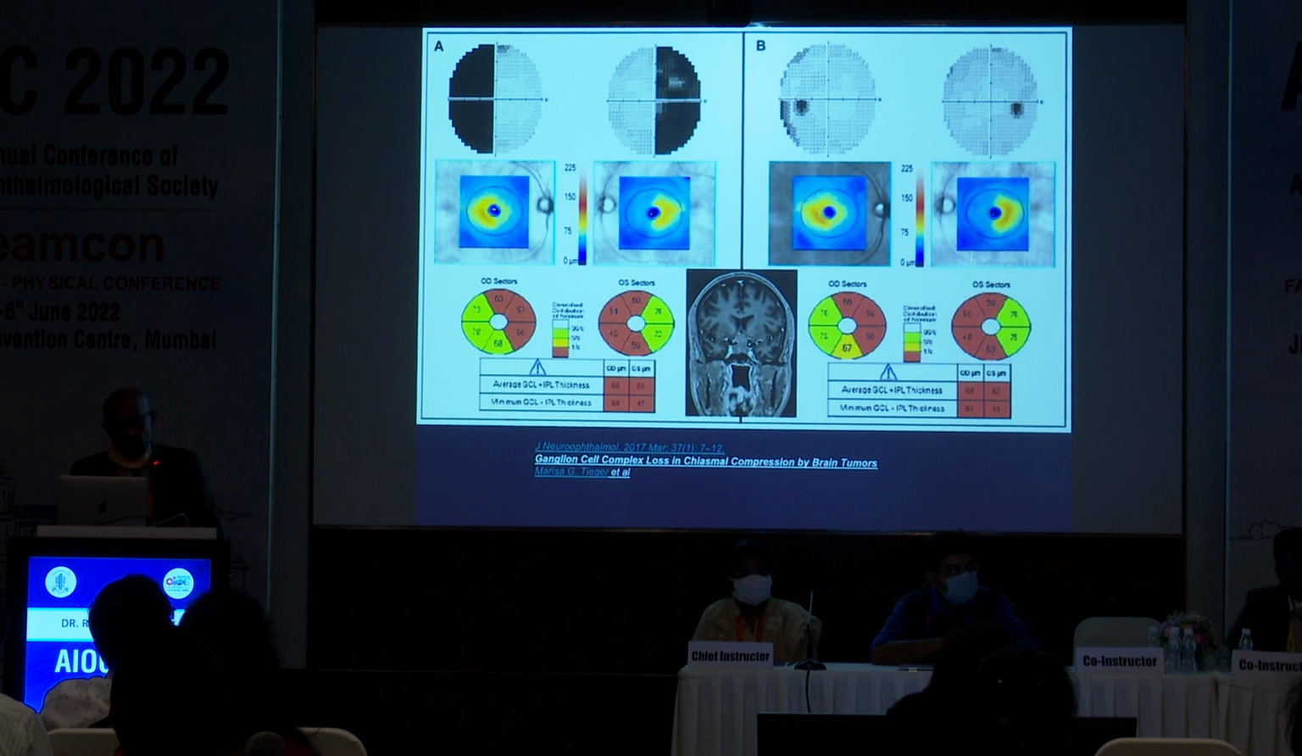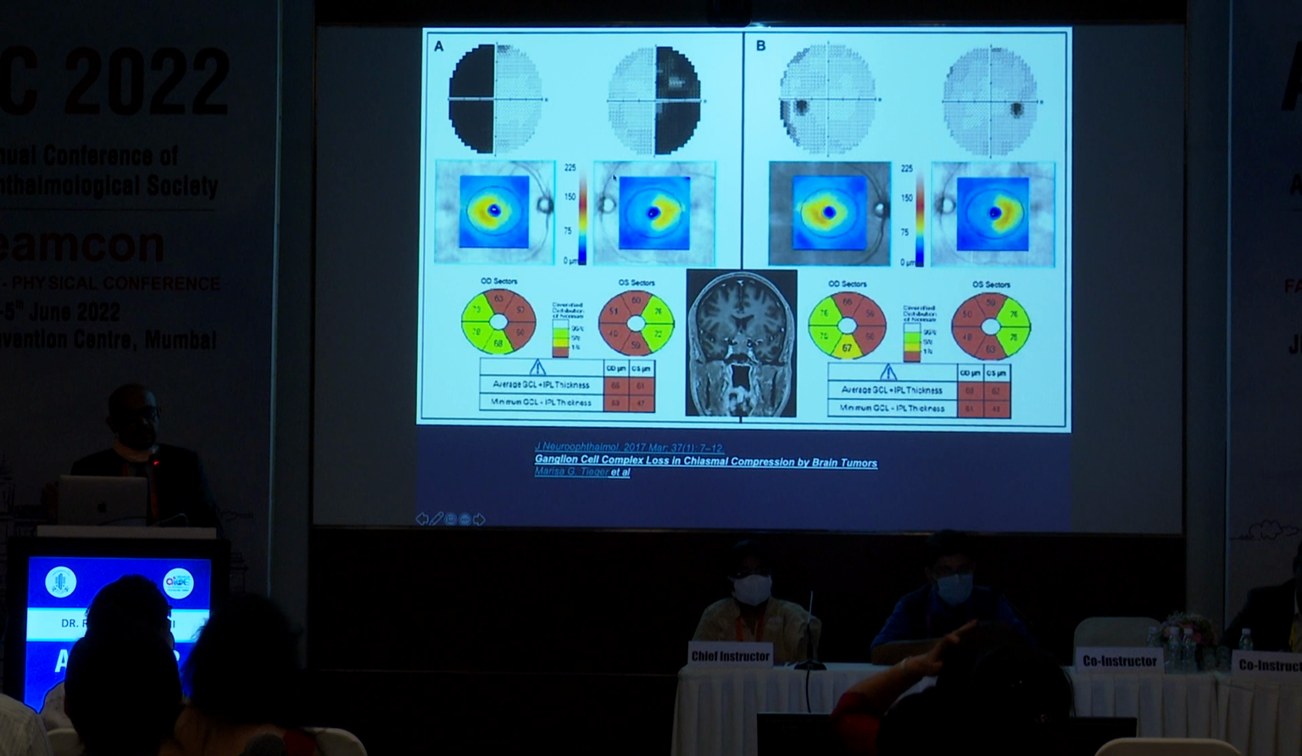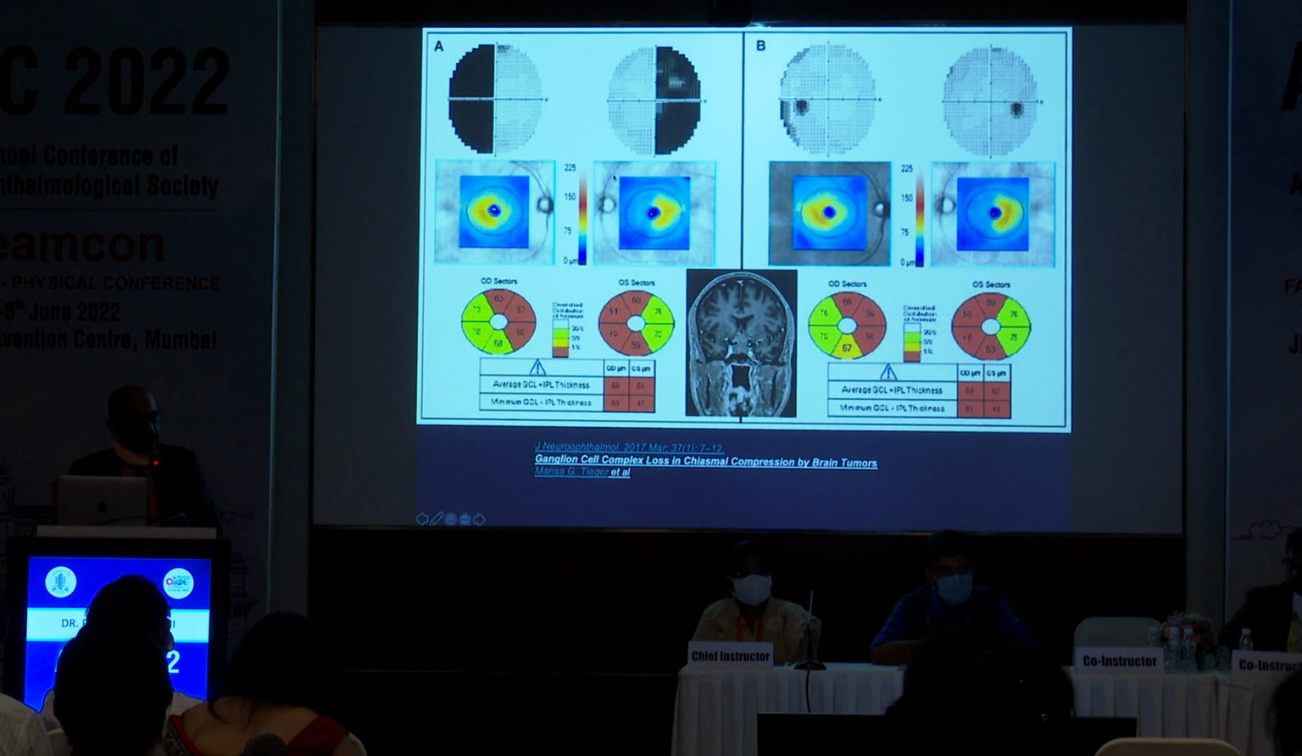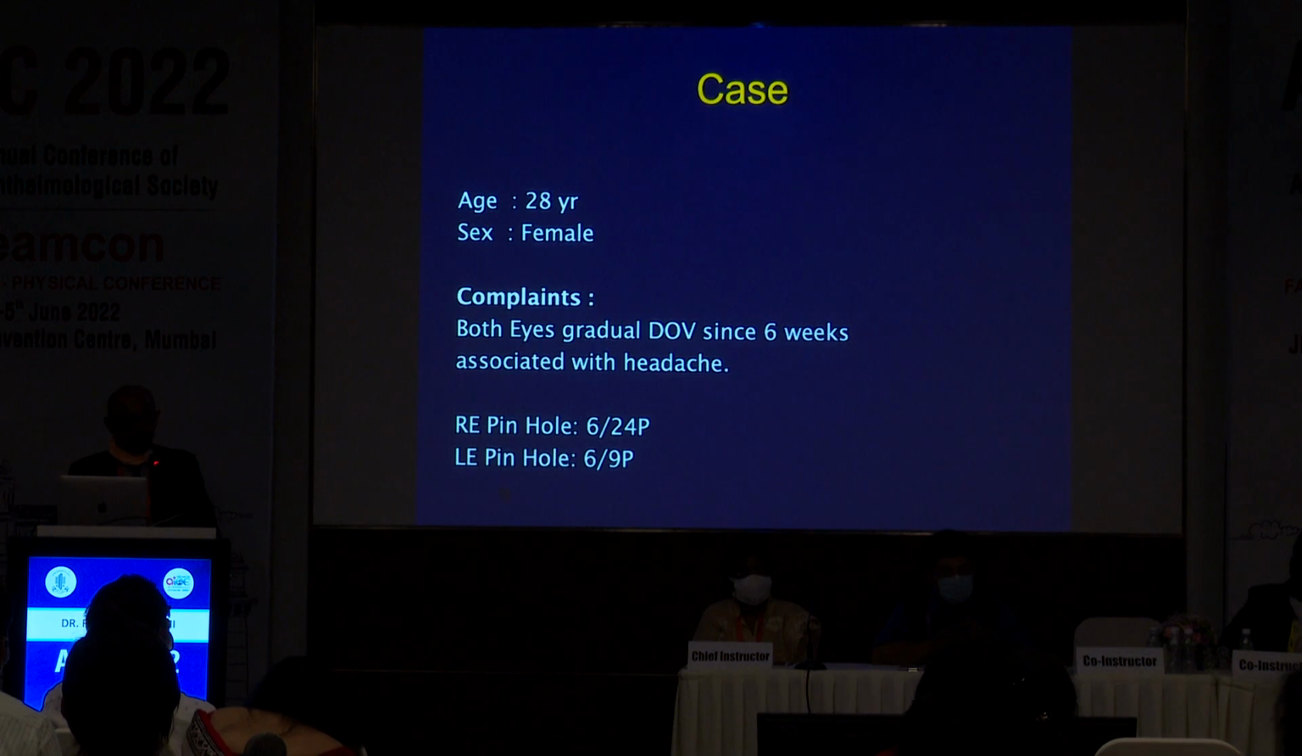A similar study was done on ganglion cell as well, and it was much more predictive. So somebody who has pre-op thinning of ganglion cell complex is much less likely to regain vision after the brain tumor surgery. So prognostication is an important indication for these patients, and OCT is a tool.